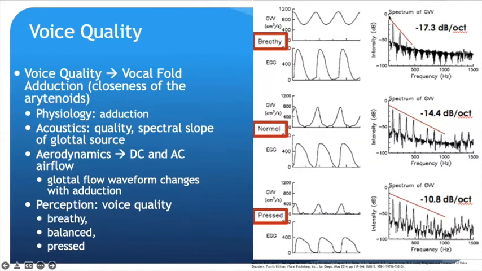Well, if you look at the actual spectral slope, the spectral slope gets flatter as you get more pressed. So this is kind of a normal slope. It's more slopey when it's breathy. And then when you have a pressed sound, it's a little bit flatter.